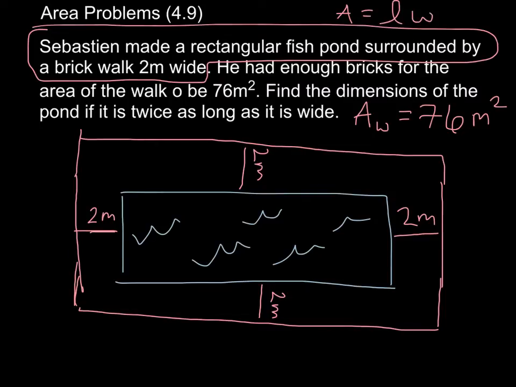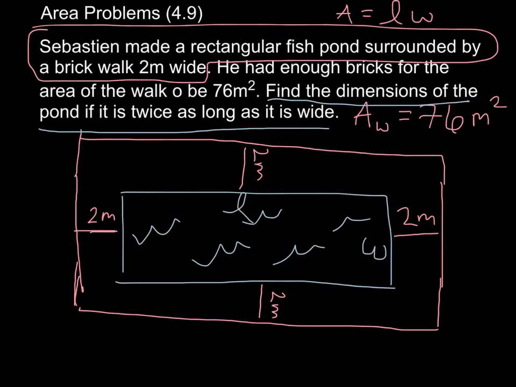Okay, now what I want to do is read this last sentence. So find the dimensions of the pond if it is twice as long as the width. Now here, what this means is I'm looking at the pond specifically. So the pond is just this blue part inside, and it says the pond is twice as long as it is wide. So I'm going to remember that length is here, width is there, and twice as long. That means that the length is actually 2W right there. That's what the width is.